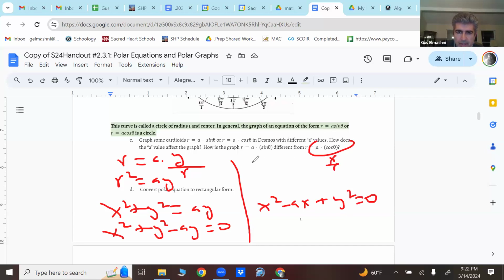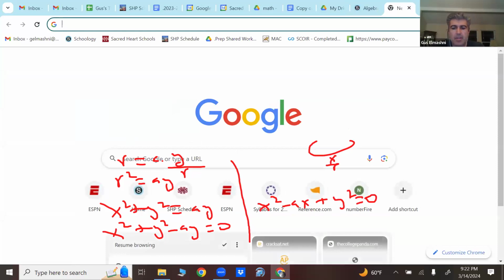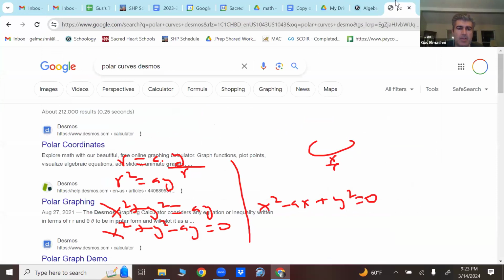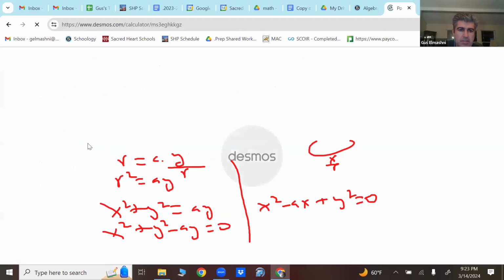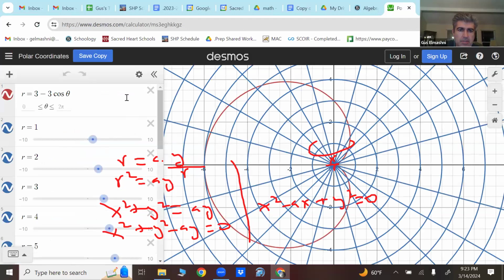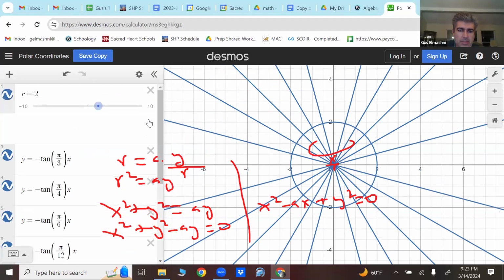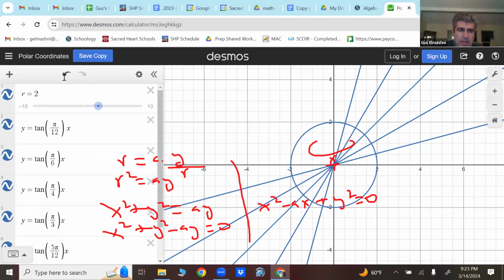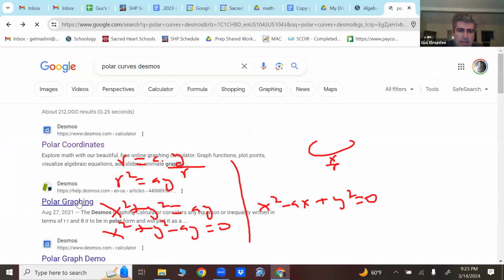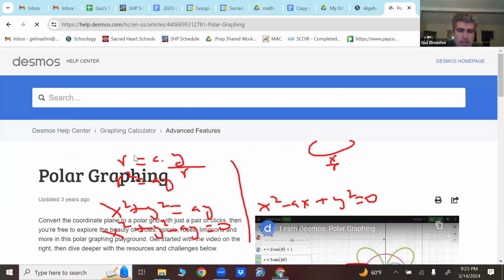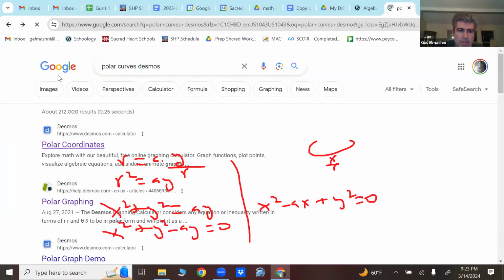So, if you go to Desmos, polar curves, Desmos. Why am I seeing this line? Hold on, it's being stupid.